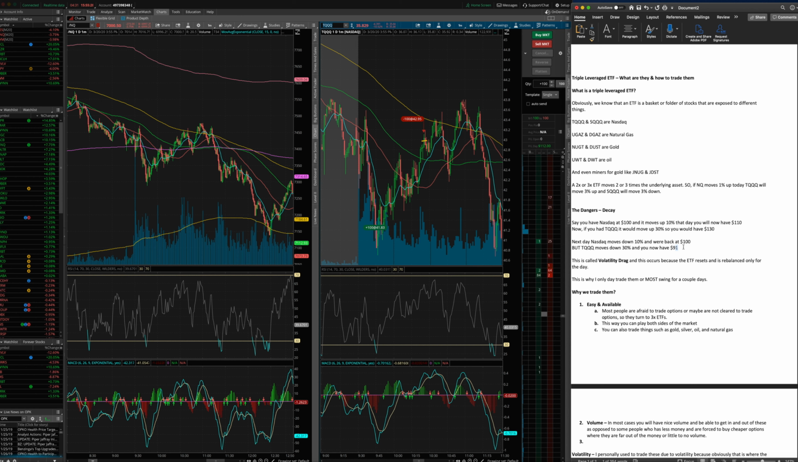I usually only day trade them, and I will go over this exact day trade that I took today. You can see where I bought, where I sold. I only made $112, but it was in about 19 minutes.